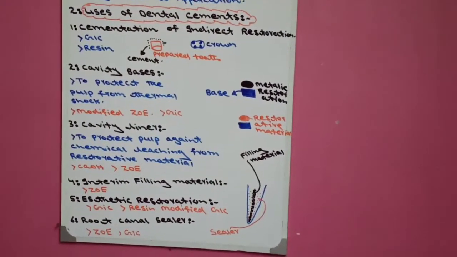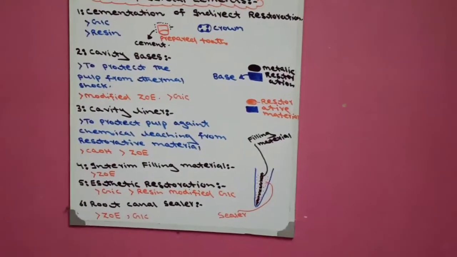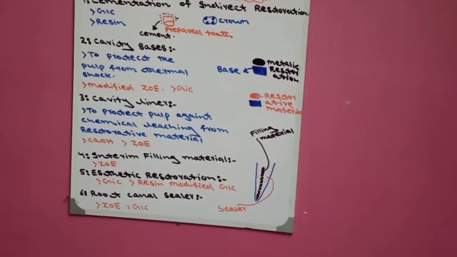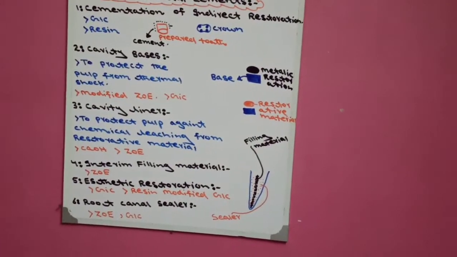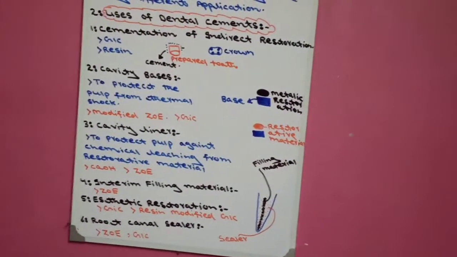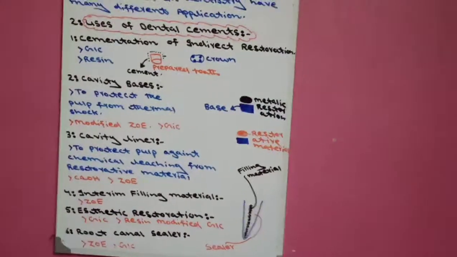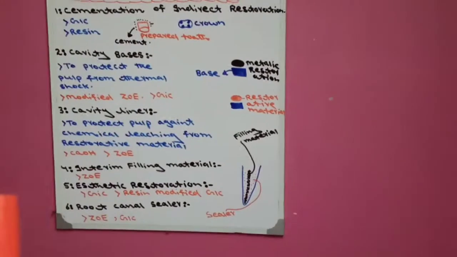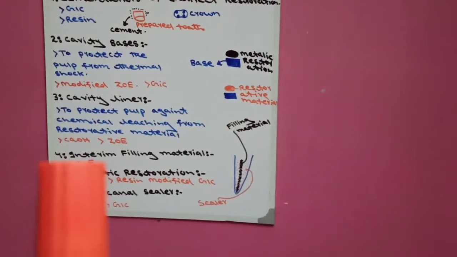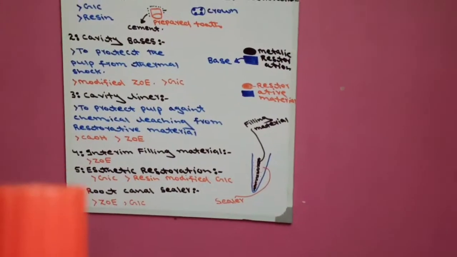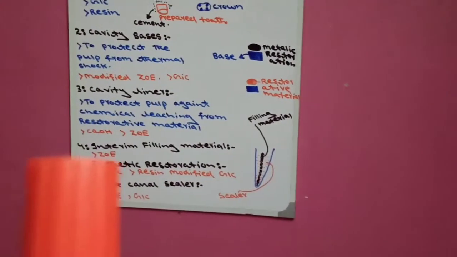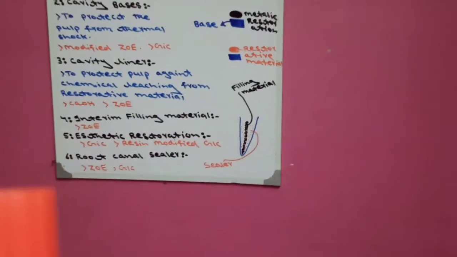We follow the same procedure in root canal treatment. In different visits we give a temporary filling material, and then we replace it with a permanent restorative material. So the fourth use is as an interim filling material, meaning a temporary filling material. Now which cement is used as an interim filling material? Zinc oxide eugenol cement.